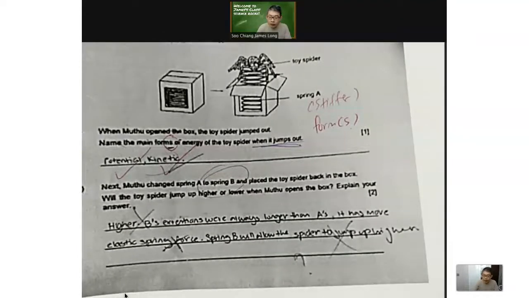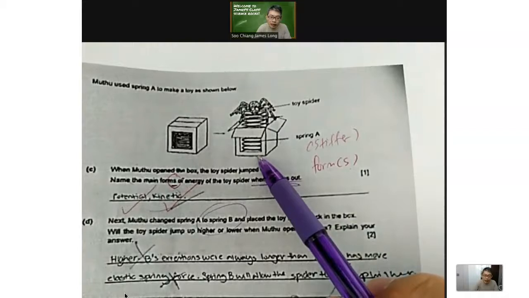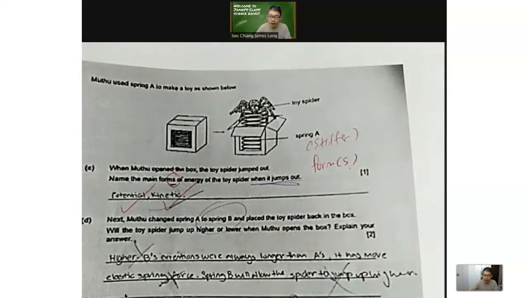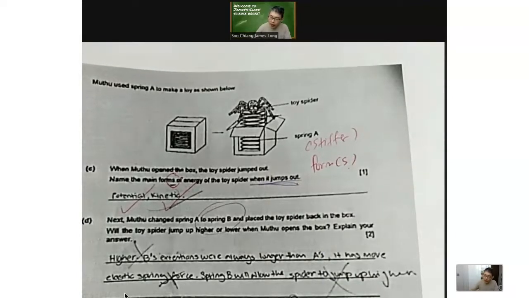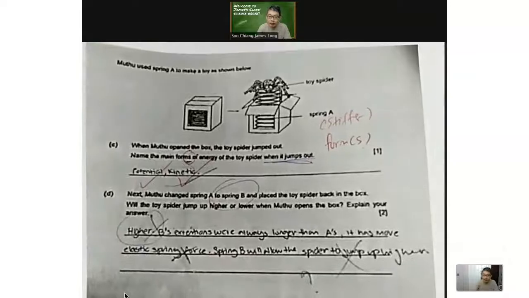inside. So if spring B is a much less stiff spring than A, therefore it will have less elastic potential energy that can convert to less kinetic energy. So it will definitely fly up to a lower height, not a higher height. Okay, and the explanation comes from the stiffness of the spring. So the evidence comes from the table.